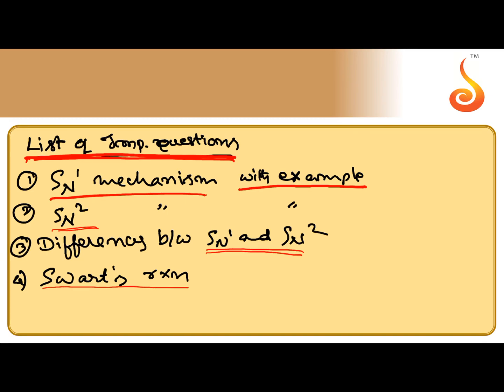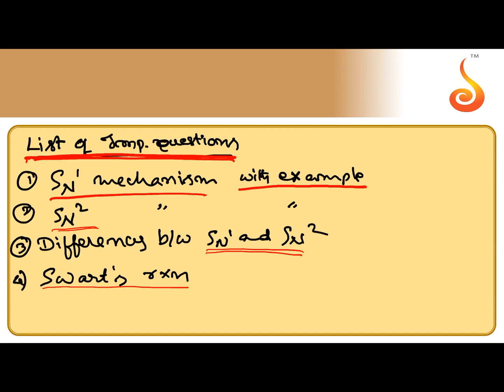Next, Schwarz reaction. What is Schwarz reaction? Explain with one example. Schwarz reaction is a halide exchange method, an indirect method for the preparation of alkyl fluoride from alkyl chloride or alkyl bromide. You write the appropriate equation.